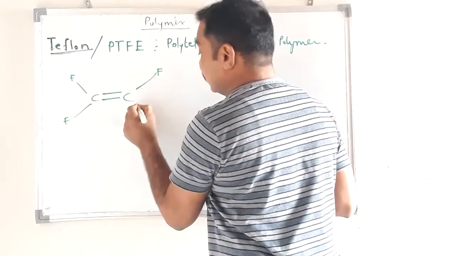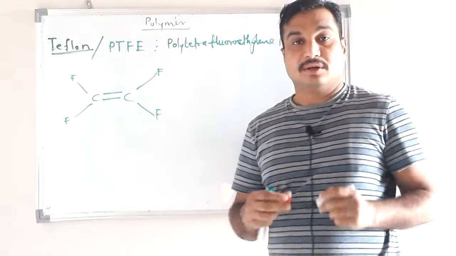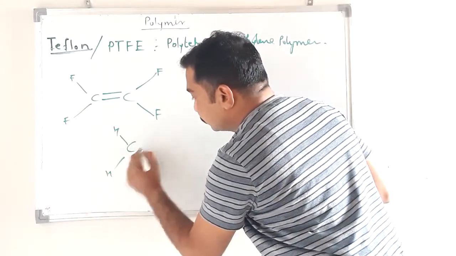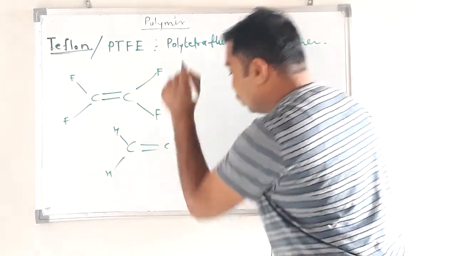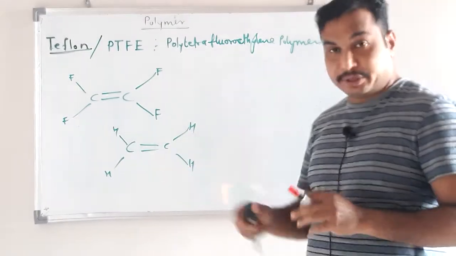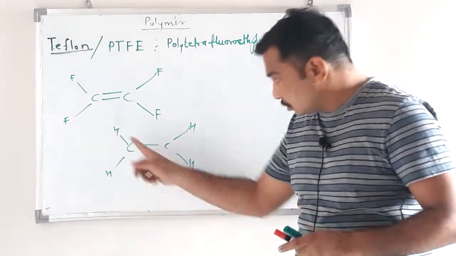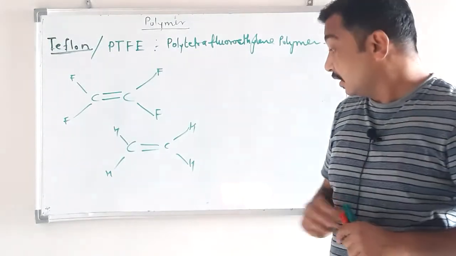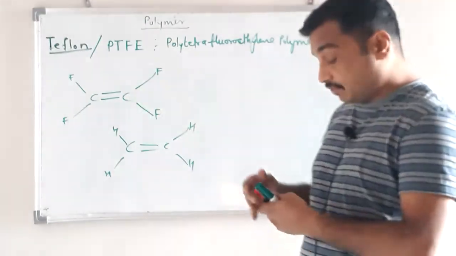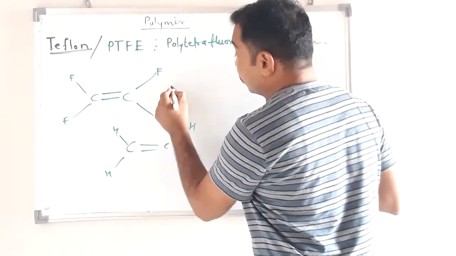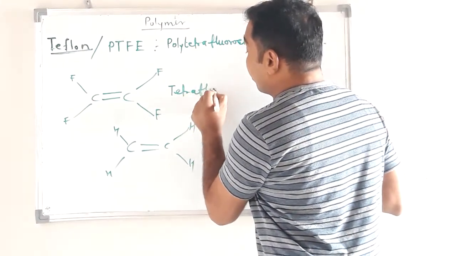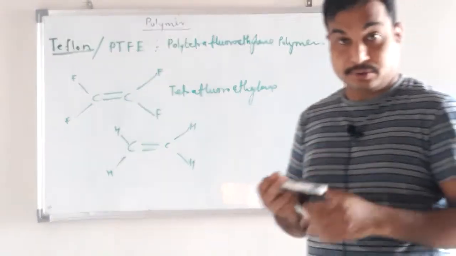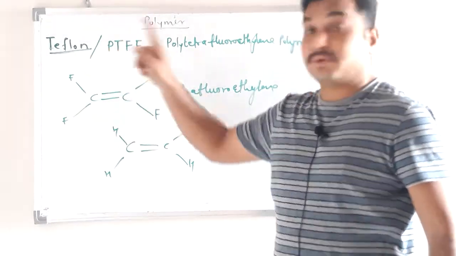tetrafluoroethene or ethylene. So we know the ethylene molecule, CH2 double bond CH2, and from this ethylene molecule if we replace all these 4 hydrogens by 4 fluorine atoms, then we get this, that is known as tetrafluoroethylene. This is the tetrafluoroethylene molecule. Okay, from this monomer Teflon is prepared.